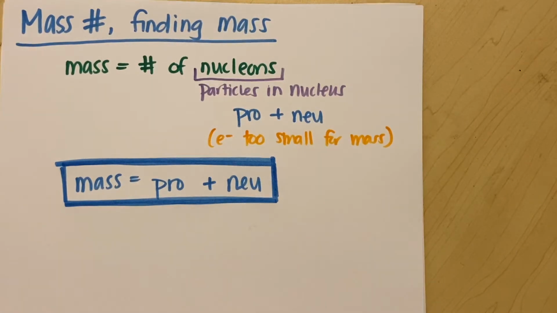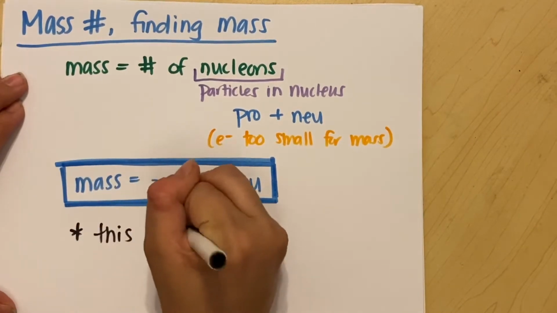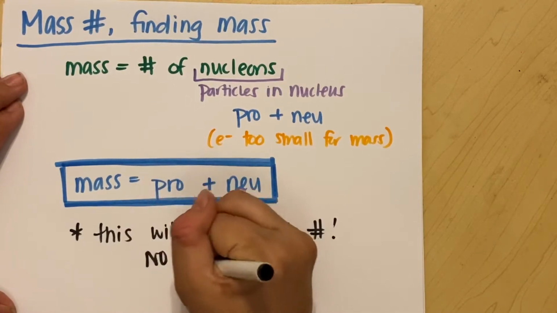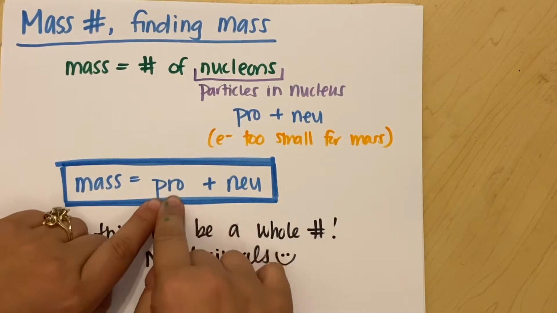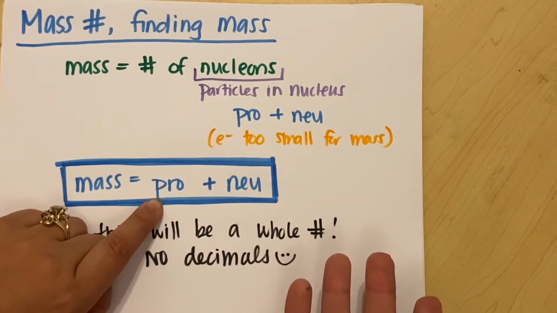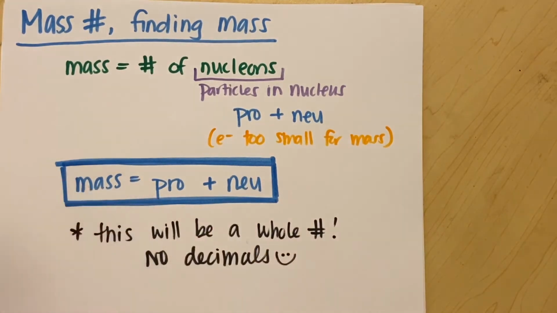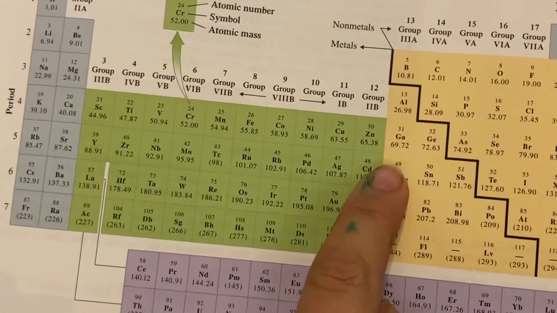The other big piece to know is that this will be a whole number. No decimals. If you're adding up the number of protons plus the number of neutrons in an atom, it absolutely should be a whole number. You should not have 0.1 of a proton. What does that even mean? You should never have 0.4 of a neutron. That makes no sense.